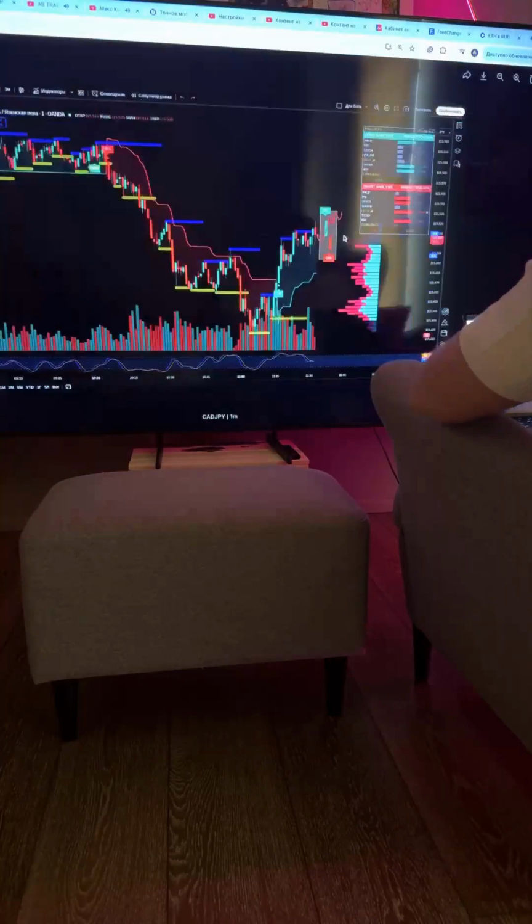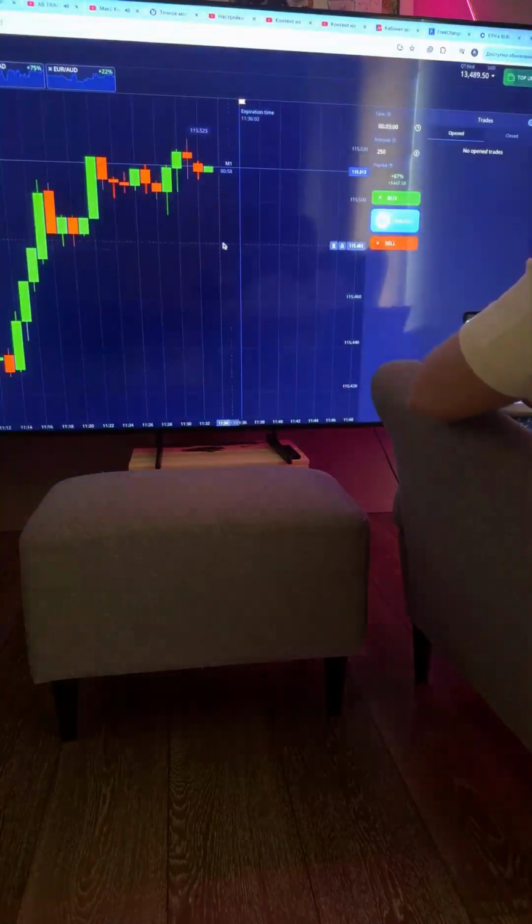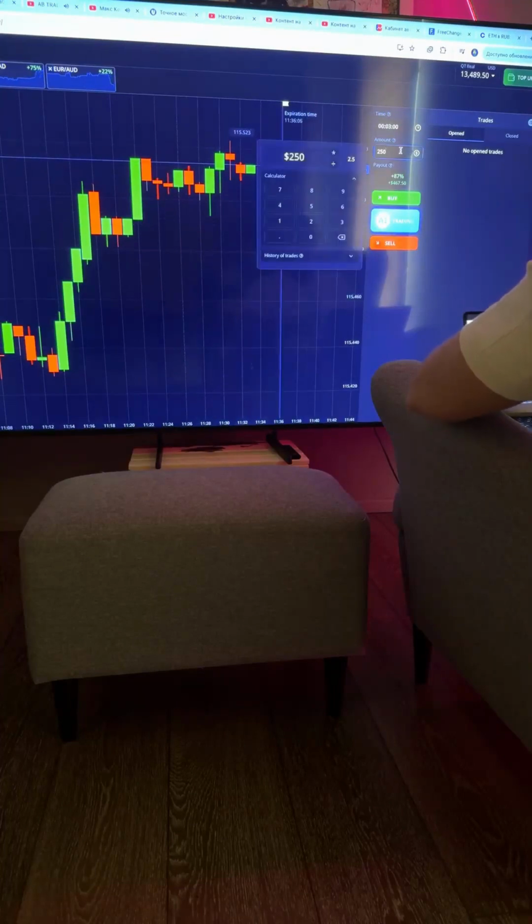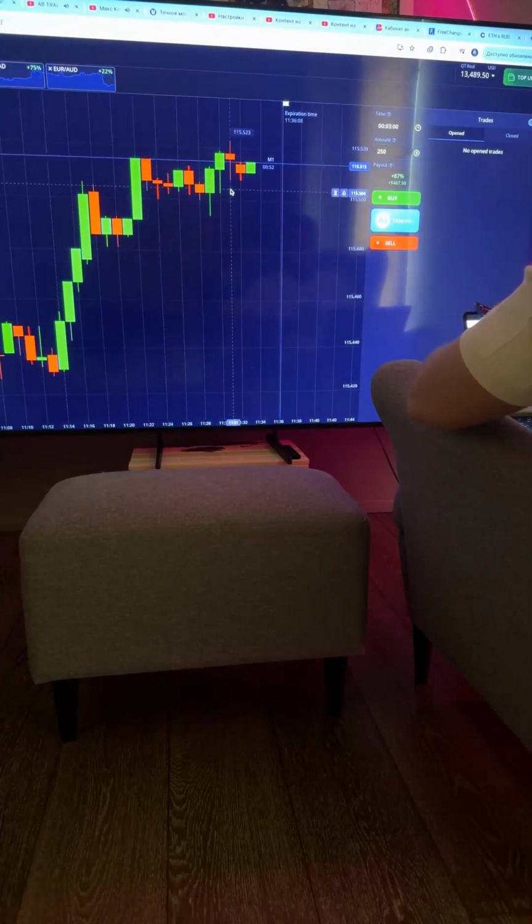How do we work? Look, here's the Canadian dollar and the Japanese yen. I'll wait for a little downward movement. The transaction amount is $250 with us. Currency pair Canadian dollar and Japanese yen.